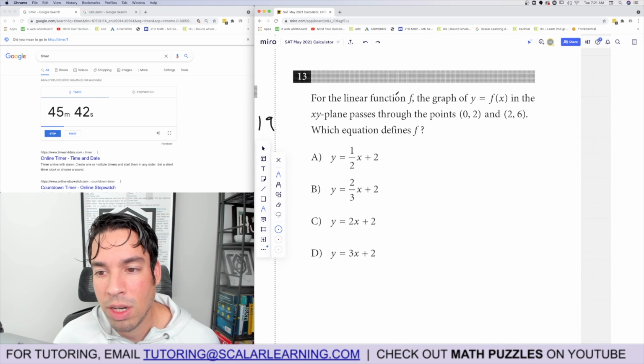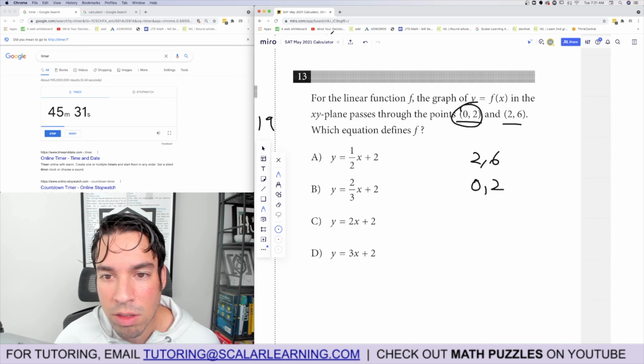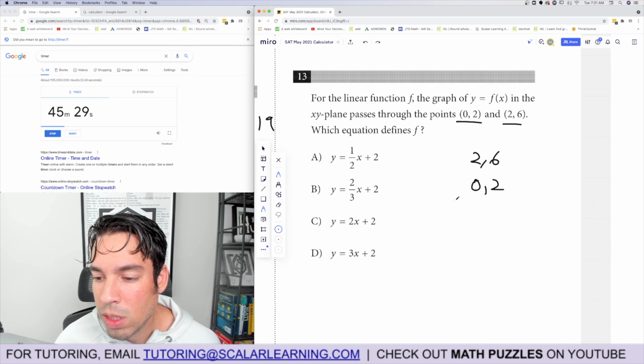For the linear function f, the graph of y equals f of x in the xy plane passes through the points (0, 2) and (2, 6). Which equation defines it? All right, let's first calculate the slope, and guess what? They give us a nice little y-intercept there.